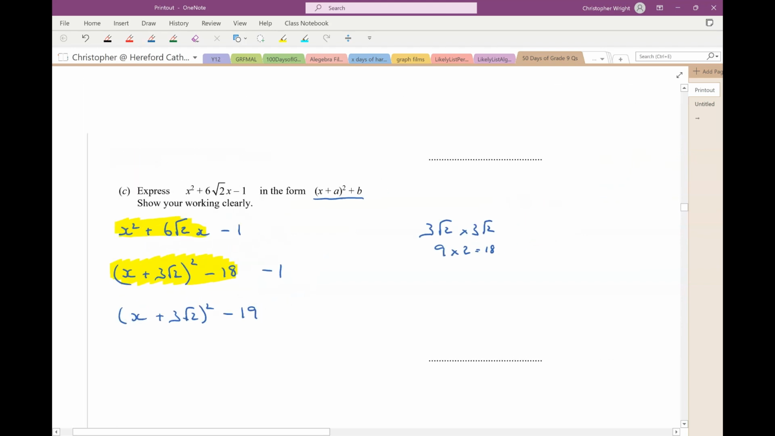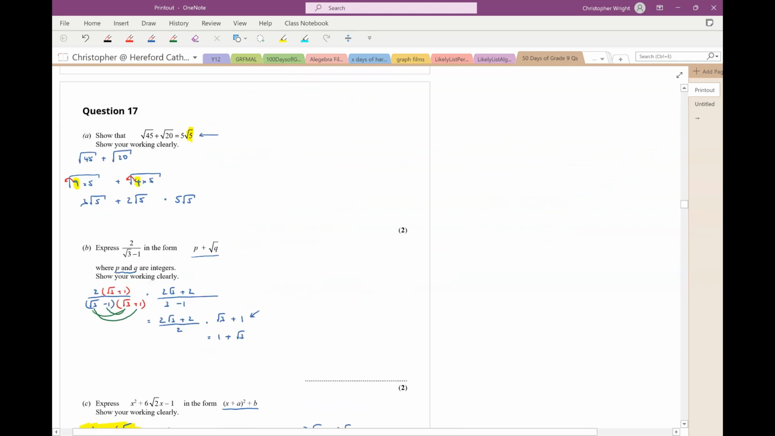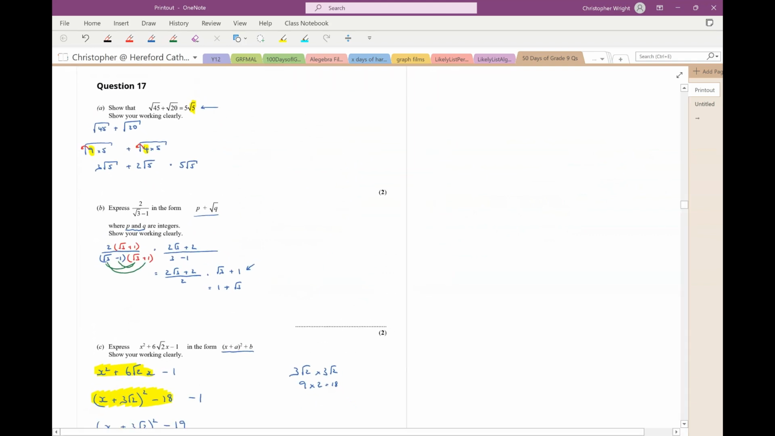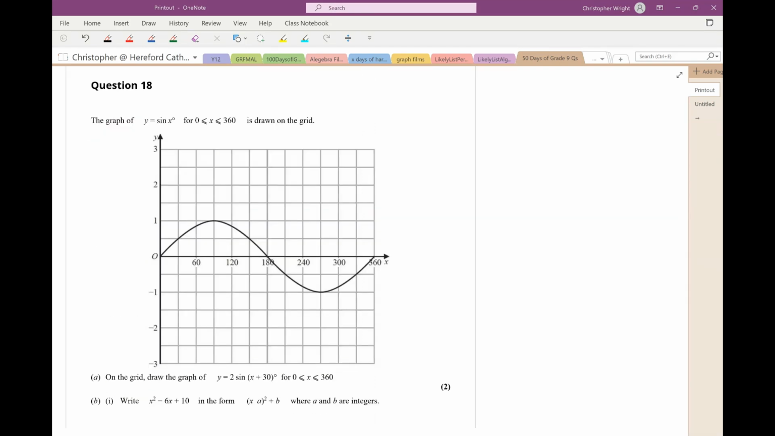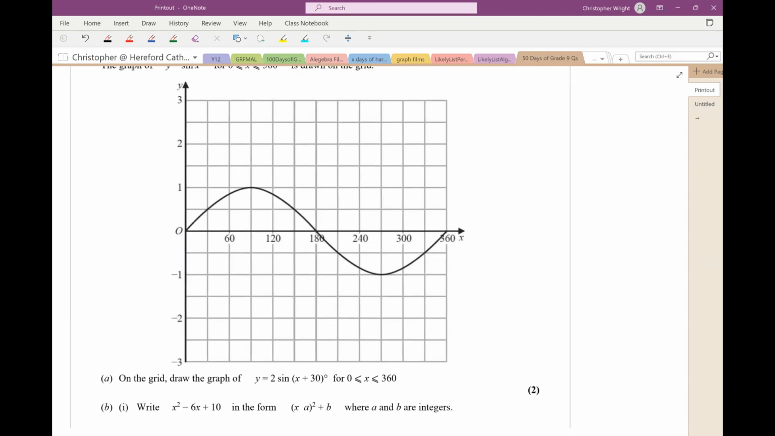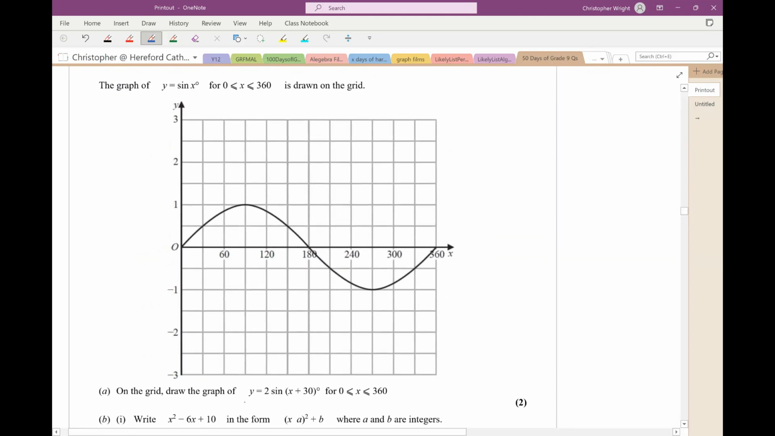Okay, that's part C done, and that is question 17. There it is, complete. Question 18. Right, the graph of y equals sine x is drawn on the grid. On the grid, draw the graph of y equals 2 sine(x plus 30).